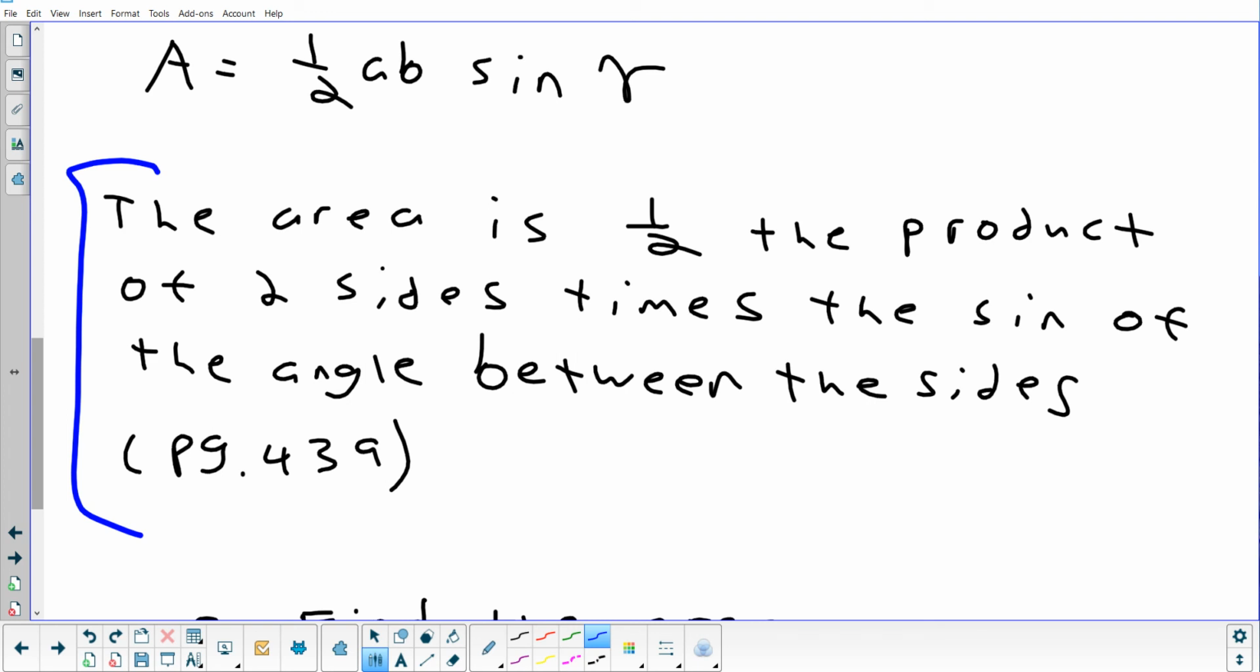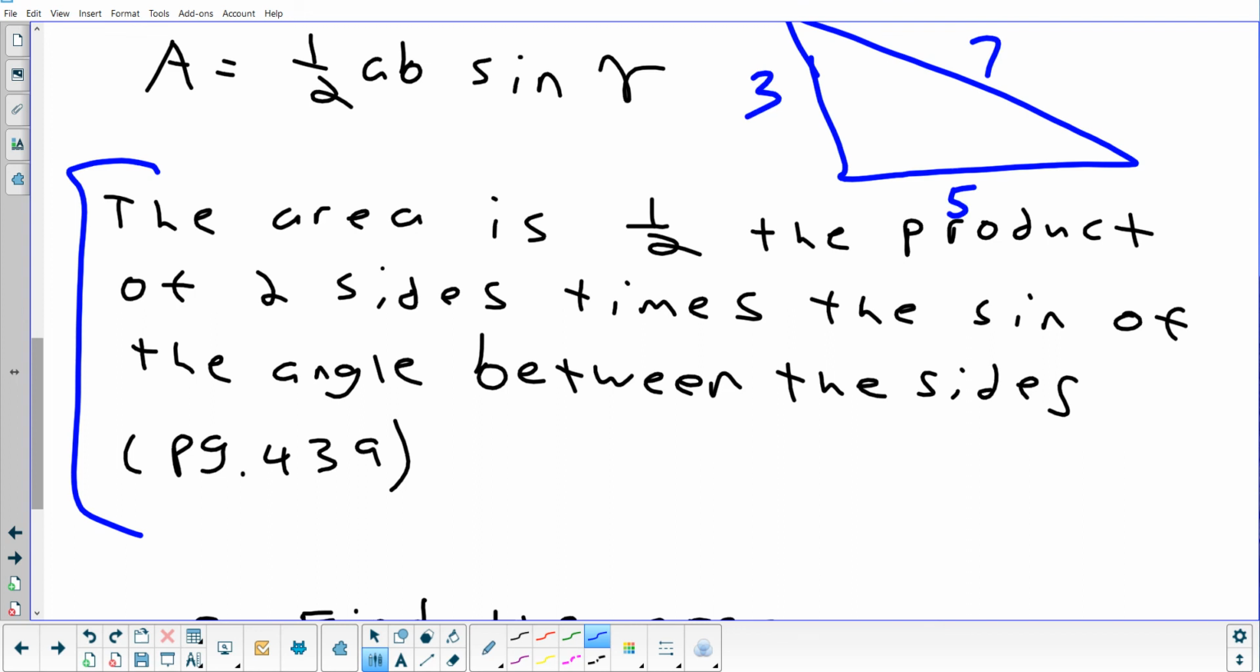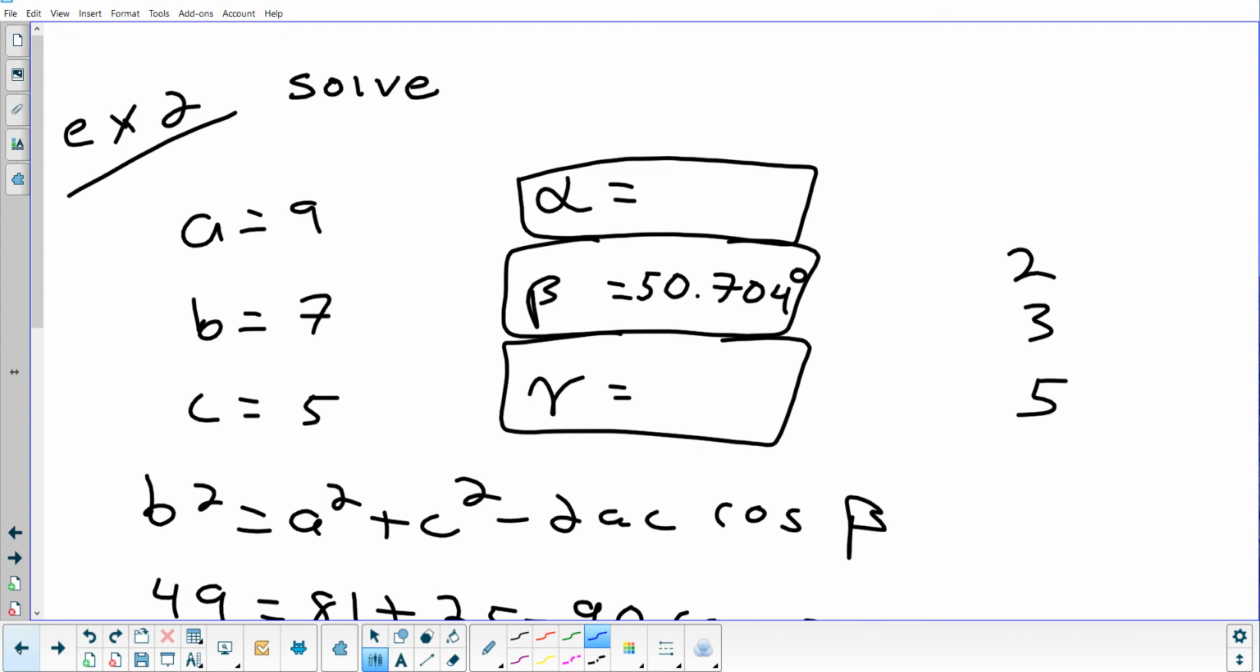So this is where the law of cosines would come in. If I gave you a triangle like this, and I said this side was 3, this side was 5, this side was 7, and I asked you to find the area, well, technically you could. The only thing that's missing is an angle. Doesn't matter which angle. Just find one of those three angles using the law of cosines. You don't need both, you just need one. And then do the formula for the area. So it would basically be like this problem we just did.